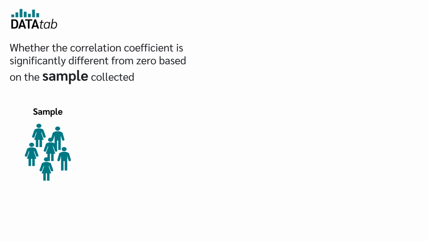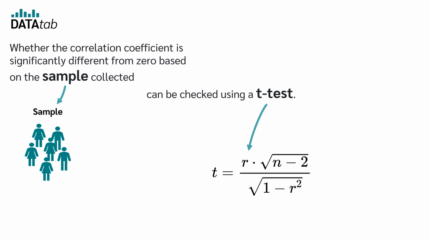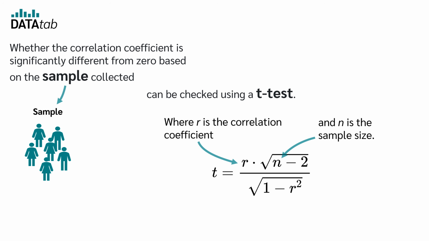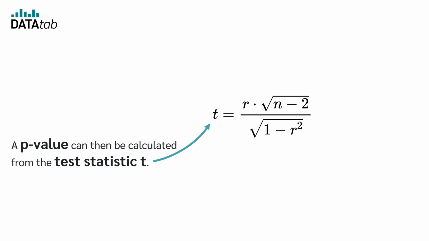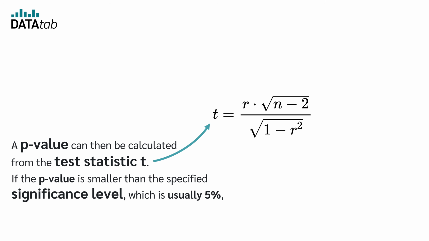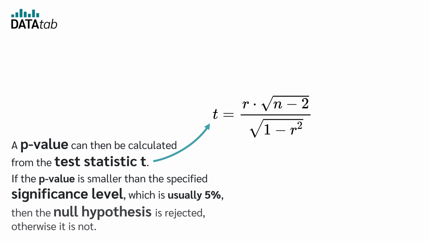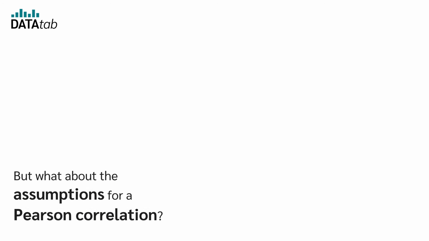Whether the correlation coefficient is significantly different from zero based on the sample collected can be checked using a t-test, where R is the correlation coefficient and N is the sample size. A p-value can then be calculated from the test statistic t. If the p-value is smaller than the specified significance level, which is usually 5%, then the null hypothesis is rejected, otherwise it is not.